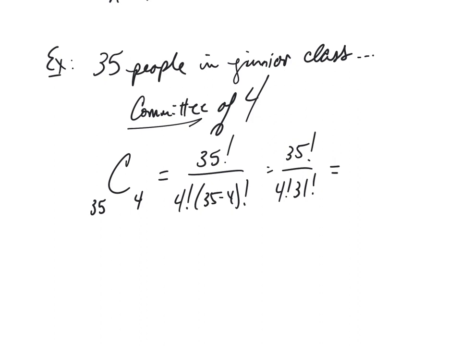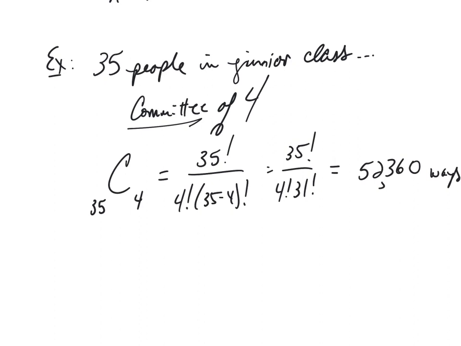And when we punch that out, we would get 52,360. So that's the number of ways in which we could select a committee of 4 people.